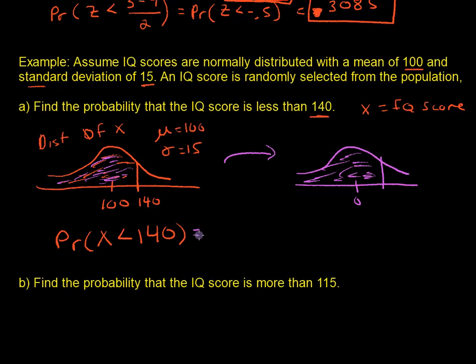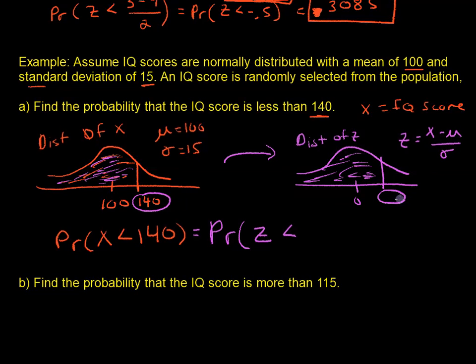Okay, so let me write down the transformation. I'll write it down over here. I should mark this distribution of z. So the transformation is z equals x minus mu divided by sigma. So transformation from x to z. And what I'm transforming is this number here, this 140. I'm looking for the corresponding value of the z here.